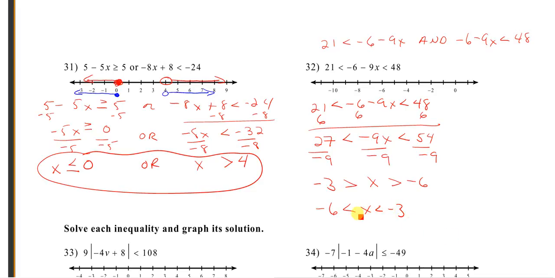Okay, so let's plot x is greater than negative 6. Open dot, going to the right. X is less than negative 3. Open dot, going this way. And since it's an AND, it is the intersection, the overlap of the two. So the final solution plotted on the number line would be an open dot, and everything in between.